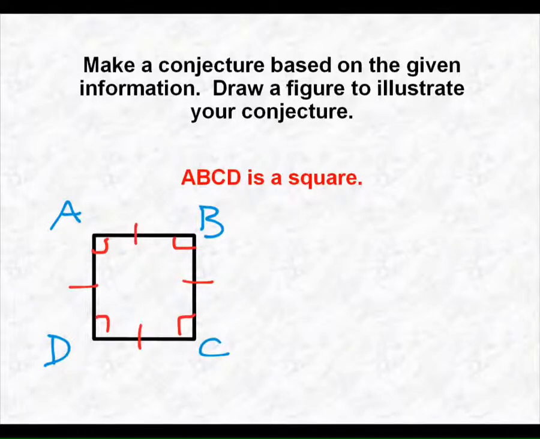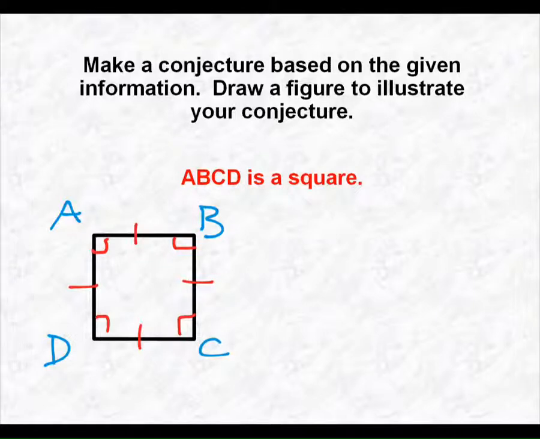There's a lot of different things. Remember, a conjecture is just basically a true statement about a situation that's always true. So what could be a conjecture I could make based on this figure? There's a lot of different ones. What's something that's true based on this figure that would always be true? Yeah, all sides are equal. You could say all sides are congruent.